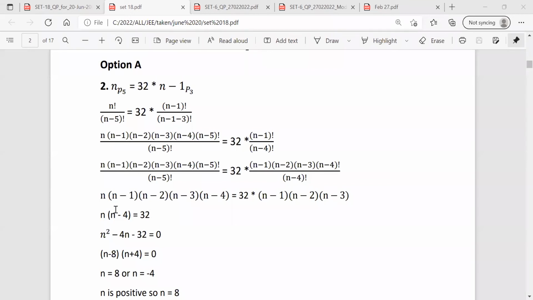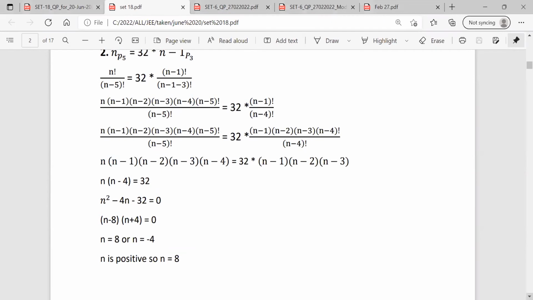So it's n square minus 4n minus 32 equal to 0. It's a simple equation, you can find the solution, right? We have two roots for it: n square minus 8 and n plus 4. We have two solutions here: n is equal to 8 and n is equal to minus 4.